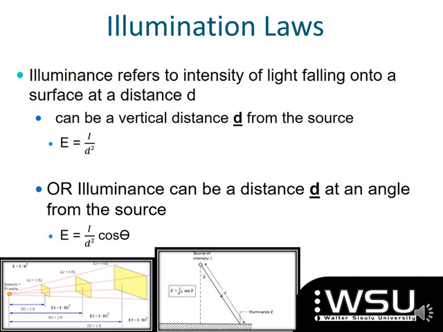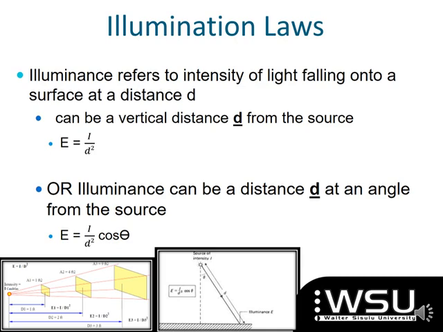And your illuminance in this case then is going to refer to the intensity of light that falls upon a surface at a certain distance d. And you can have two scenarios of this distance d. The first one being that your light source is directly above your surface point, which means it's a vertical distance d, and that is represented by E = I / d².